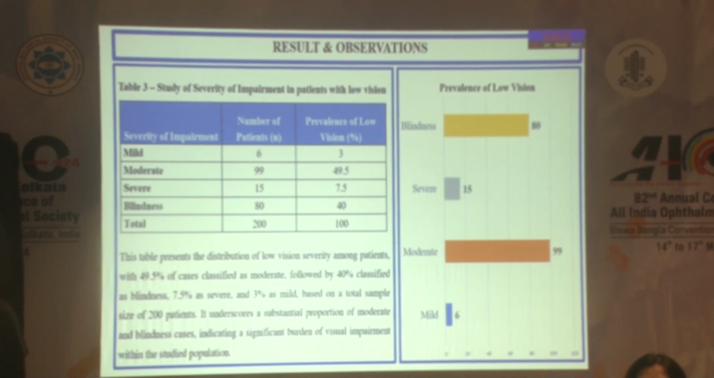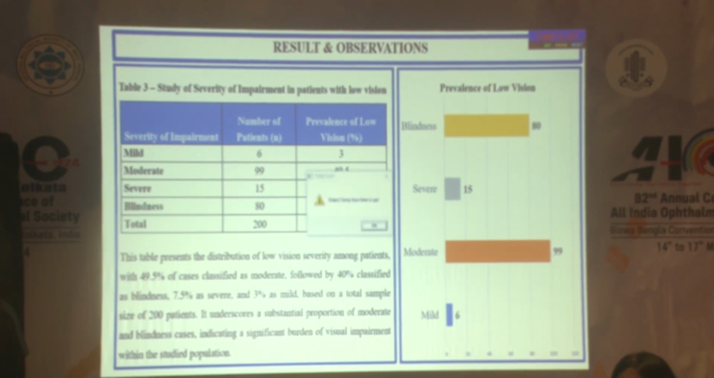This table represents the distribution of low vision severity among patients, with 49.5% of cases classified as moderate.